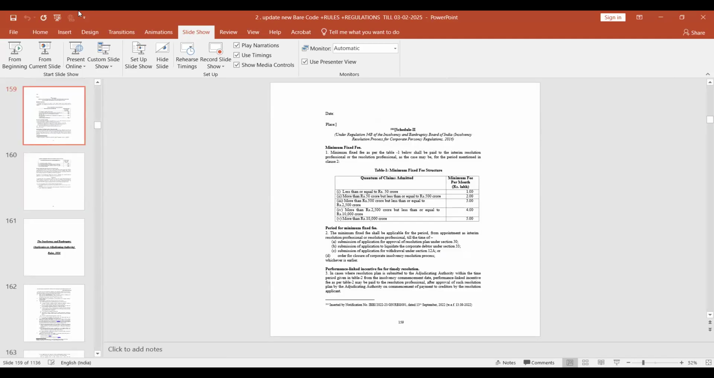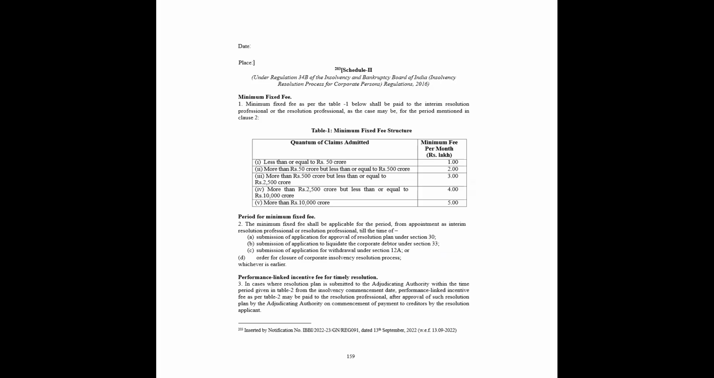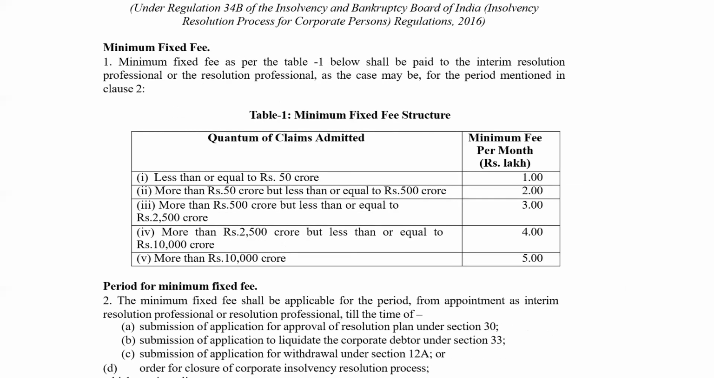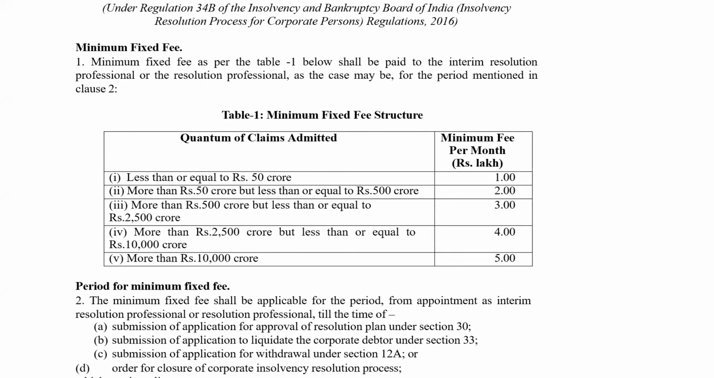This is the minimum fee structure. I hope it is visible. Is it visible? Yes. So this is in CIRP regulation schedule 2. It is based on the amount of claims admitted per month. So I think you were referring to this 1 lakh. Yes, the minimum amount was 1 lakh earlier. Here also it is the same, but people are charging less also. So there is no bar as such. If somebody comes to you and you charge less, then no action will be taken against you. People are charging even lower than this.